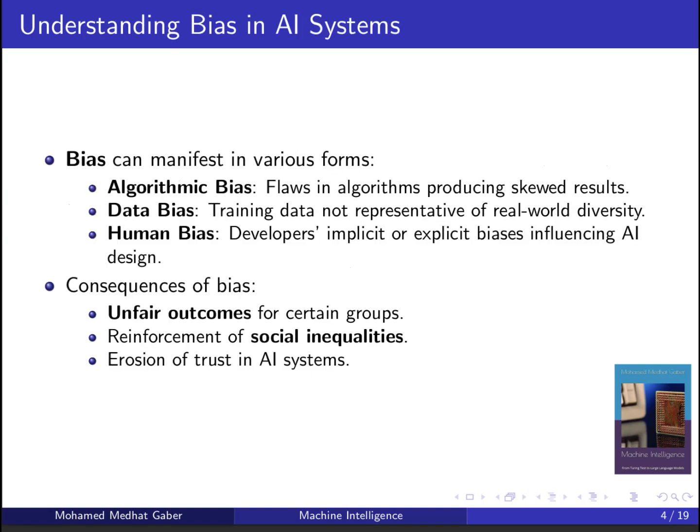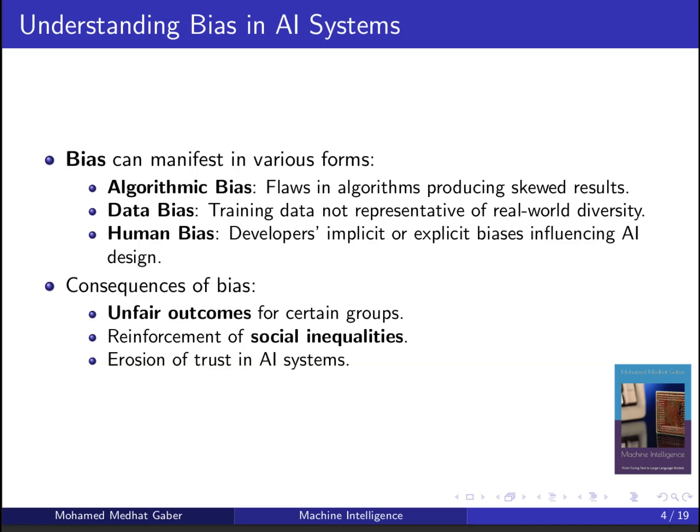Bias in AI systems is a multifaceted issue that can profoundly impact the fairness and equity of automated decisions. One form of bias is algorithmic bias, which arises from flaws or limitations in the algorithms themselves. This can occur when the algorithm's design or parameters inadvertently favor certain outcomes or groups over others. For example, if an algorithm weighs certain features more heavily without appropriate justification, it might produce skewed results that disadvantage specific populations.